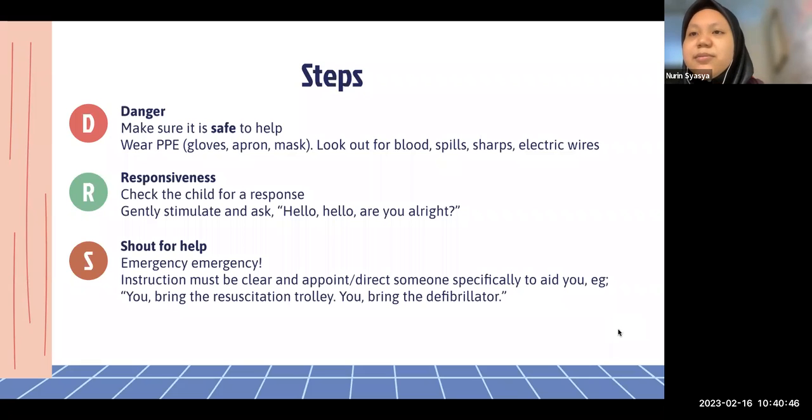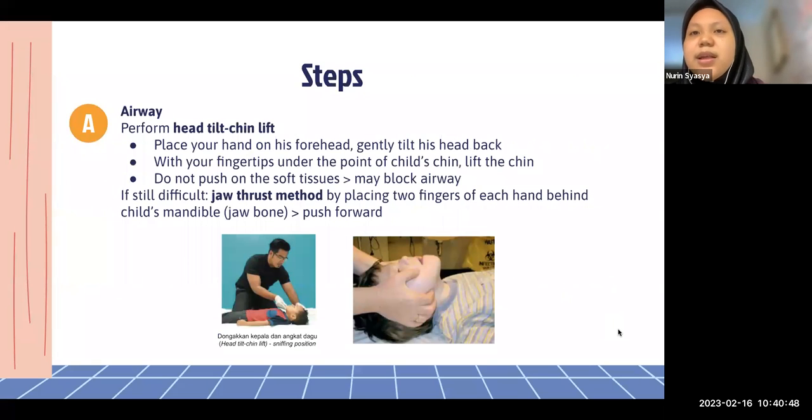Okay, next. And then A stands for airway, in which we must secure the airway. In children, we perform head tilt chin lift, in which you place your hand on the forehead and gently tilt the head back. Then with your fingertips of the other hand under the point of the child's chin, lift the chin. Do not push on the soft tissues because it may block the airway.